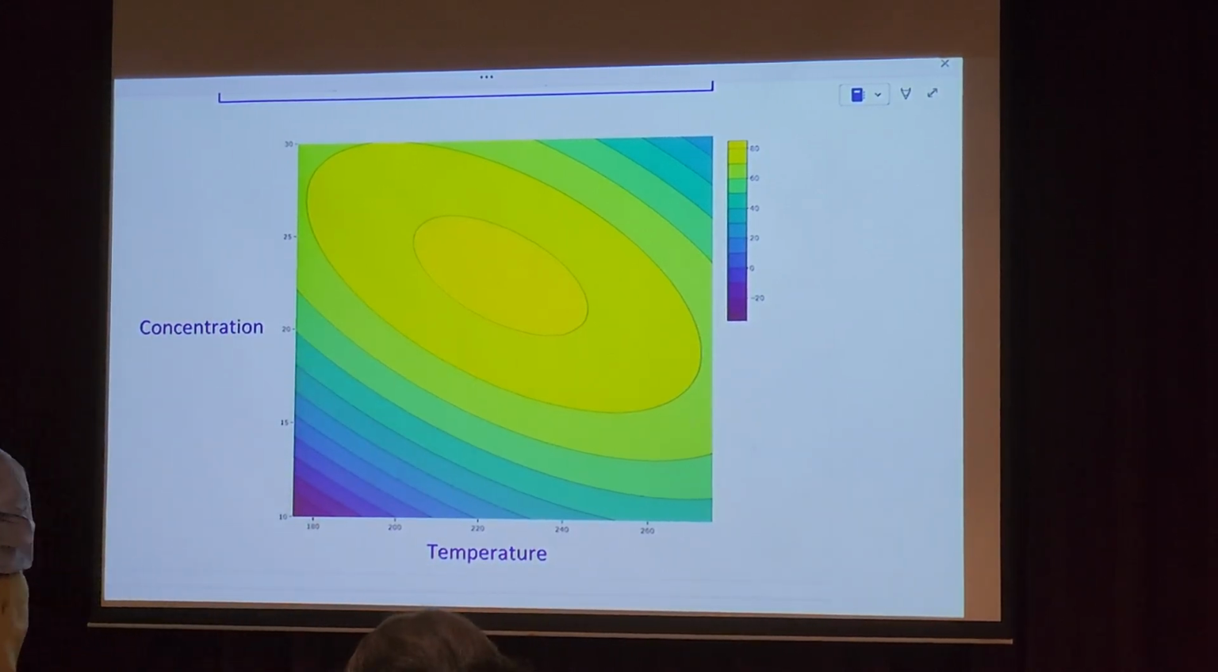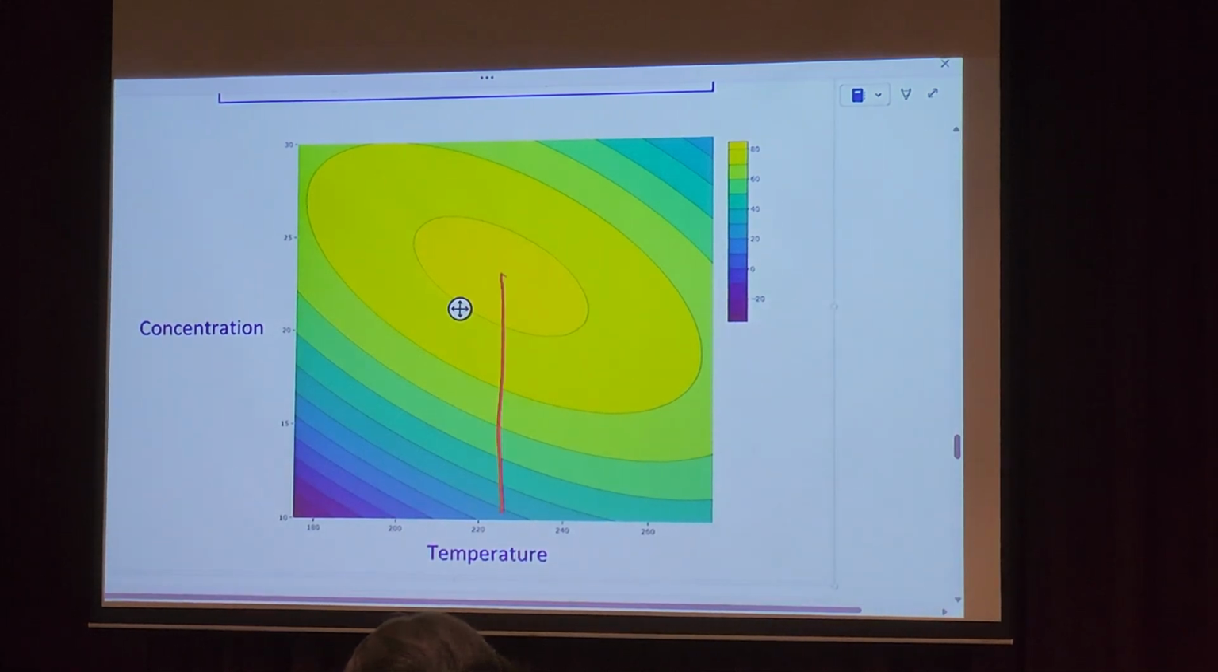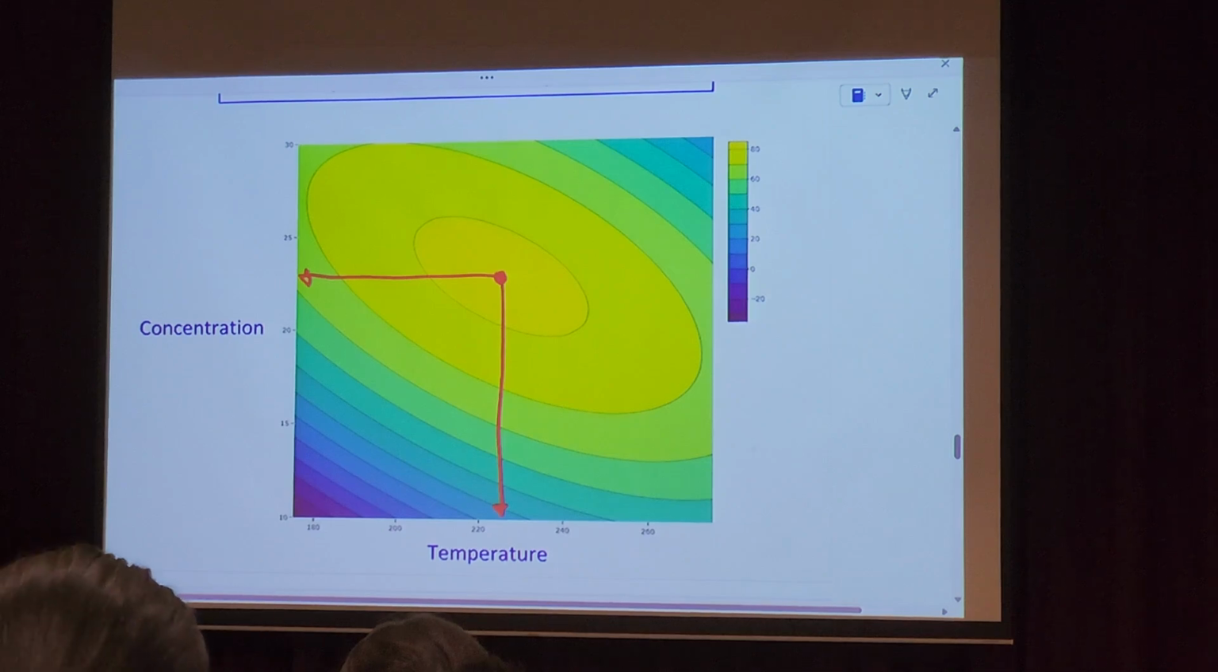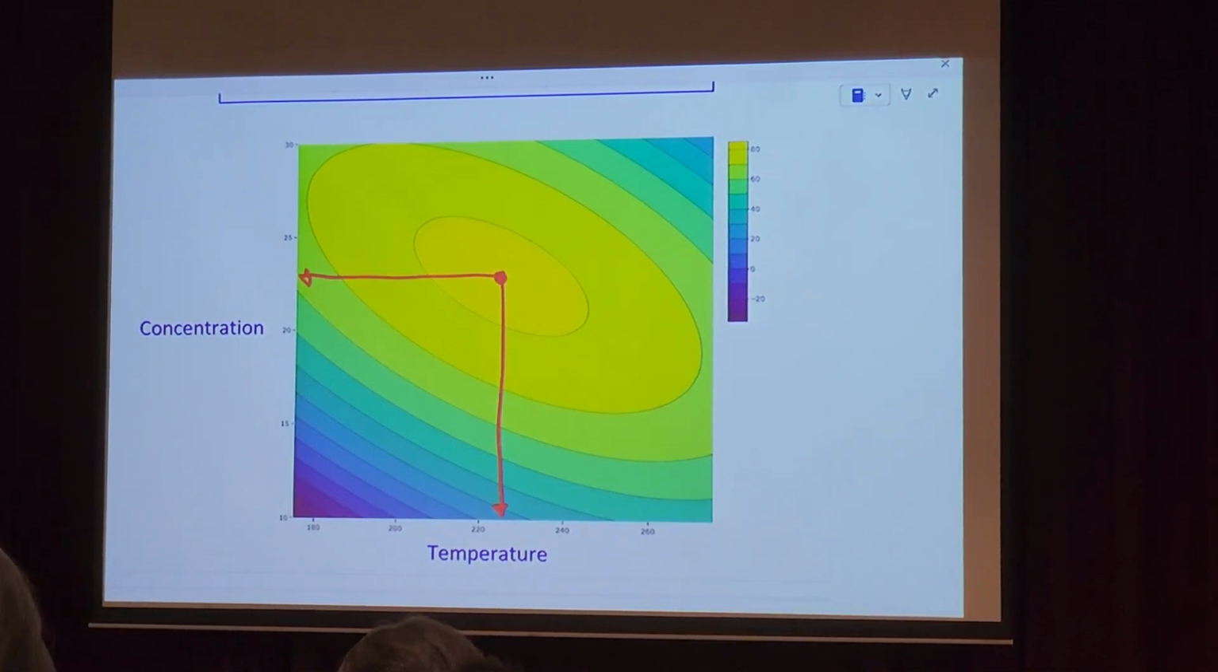So let me draw it. So I guess I will take the middle, and you will tell me that I should use a temperature of around maybe 220, 225 here, and concentration maybe 22, 23. If I use these two settings, I will get this response. So that's the idea of response surface.